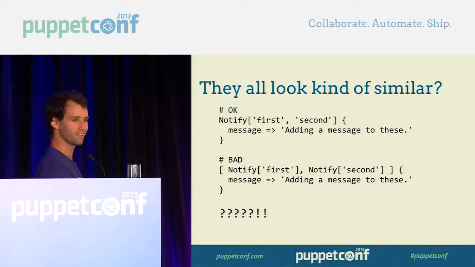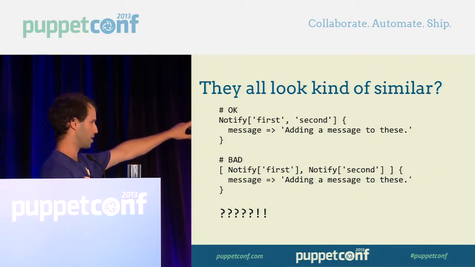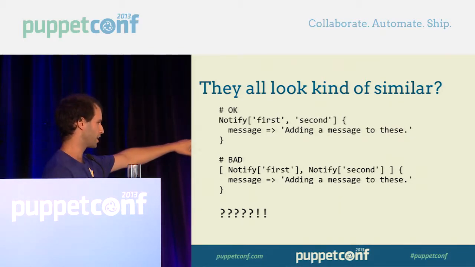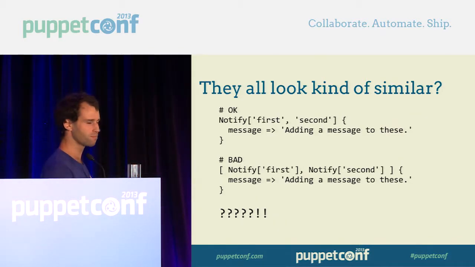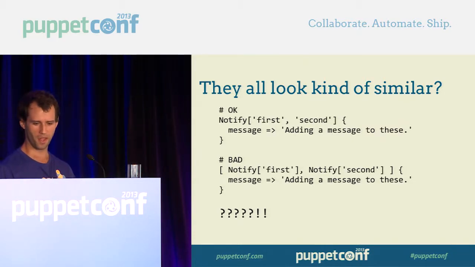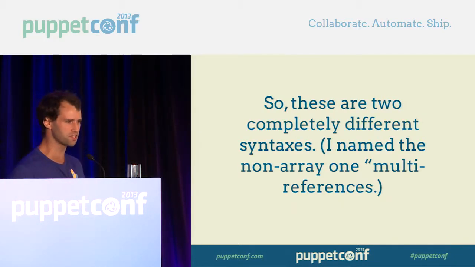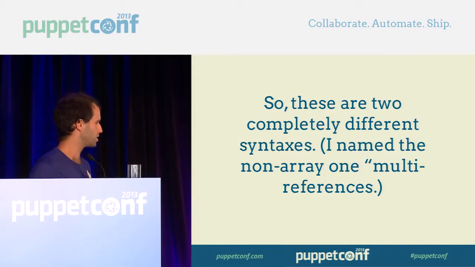How about this? If you give a resource an attribute override block, like you would in an inherited class, that works with a multi-reference like that, but you can't give an array of resource references. So they're completely different syntaxes. And I named the non-array one multi-references because it seemed to be a thing that didn't actually have a name yet. So that was exciting.